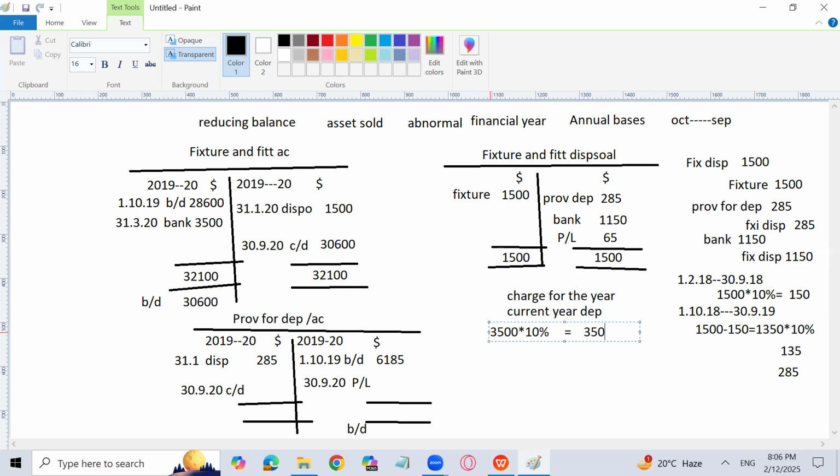So now we have to use a formula which we discussed yesterday also. What we will do: cost of existing asset minus cost of asset sold, then depreciation on existing assets minus depreciation on assets sold. Then we'll take the difference of the two amounts and multiply it by 10% to find the depreciation charge on the existing assets.